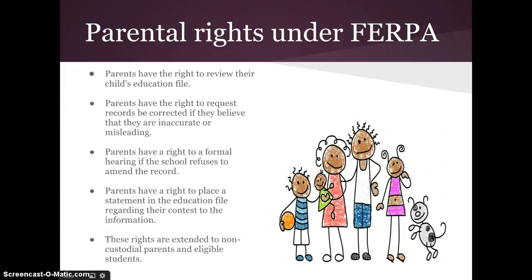The parental rights under FERPA consist of the right to review their child's education file. Parents also have the right to request records be corrected if they believe they are inaccurate or misleading. Parents also have the right to a formal hearing if the school refuses to amend the record. If they should lose that hearing, parents have a right to place a statement in the education file regarding their contest to the information. These rights are extended to non-custodial parents as well and eligible students.